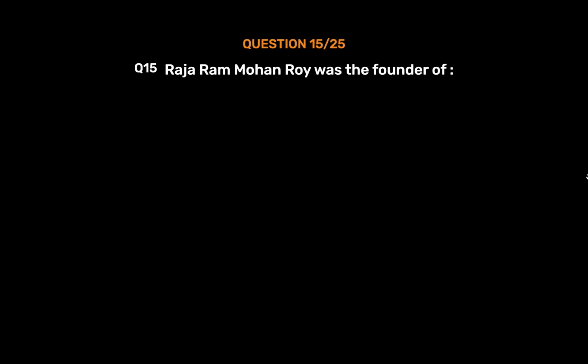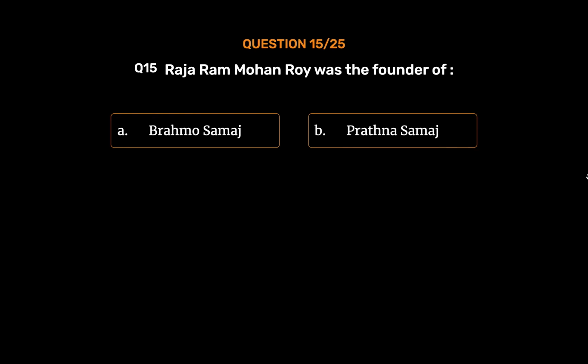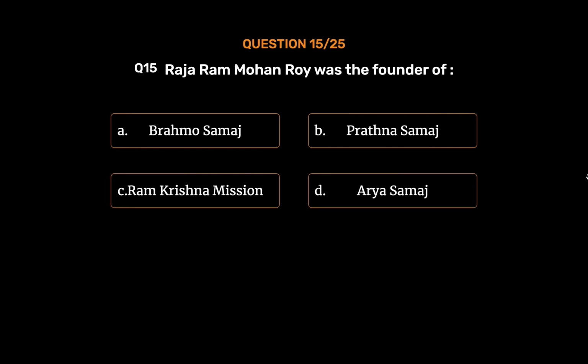Question number 15. Raja Ram Mohan Roy was the founder of Option A. Brahmo Samaj. Option B. Prarthana Samaj. Option C. Ramakrishna Mission. Option D. Arya Samaj. The correct answer is option A.